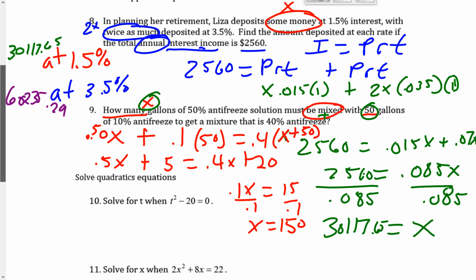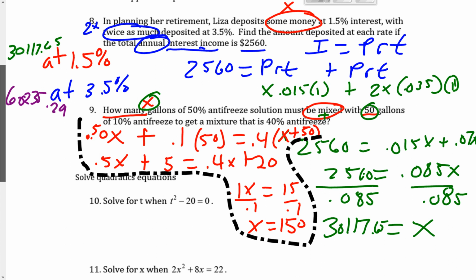So it's going to take us 150 gallons of 50% solution to be mixed with 50 gallons of 10% in order to make a 40% solution. That kind of seems right because there is 50 gallons of 10%, and I want to make 40%, so I need to move up that 10%. I need more, right? So that means I'm going to need more gallons than 50.